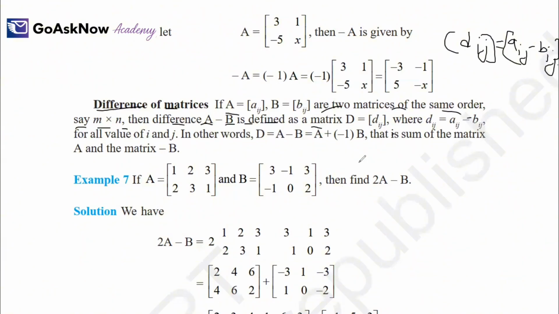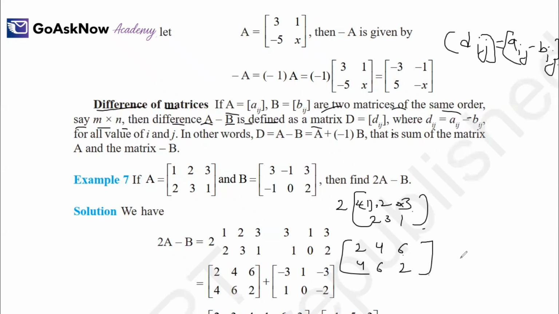Just multiply the first matrix by 2: 1, 2, 3, 2, 3, 1. I will get 2, 4, 6. Each element is multiplied by 2, so you will get 4, 6, 2. Now you have to take minus B. Minus B is what? Minus 3, 1, minus 3, and minus 1, 0, minus 2.